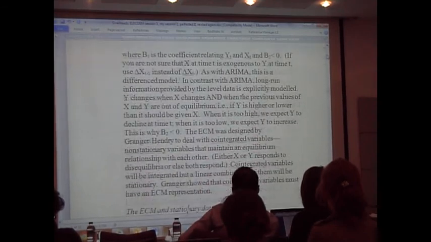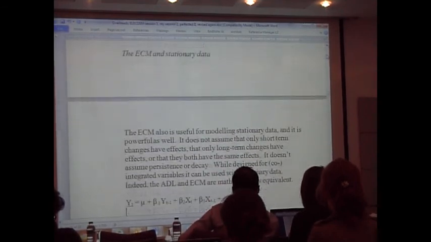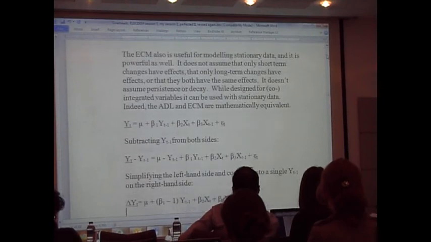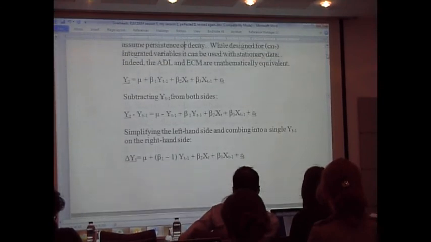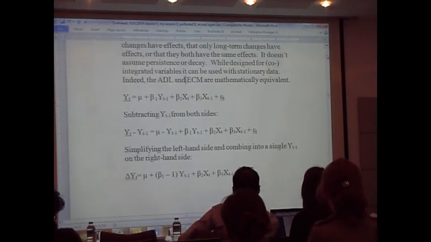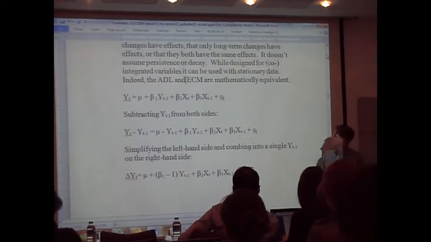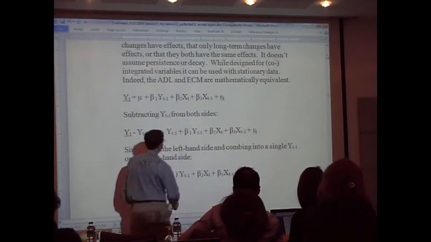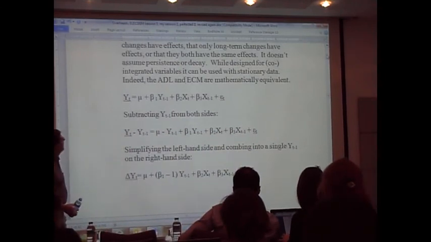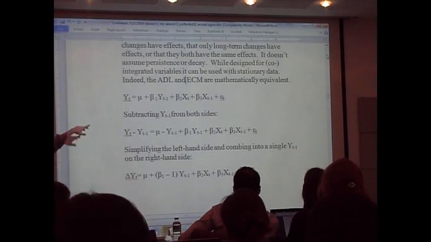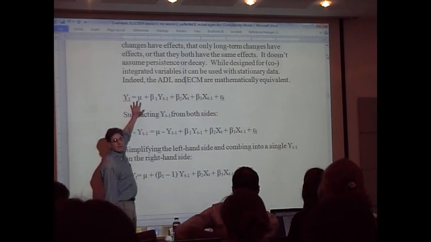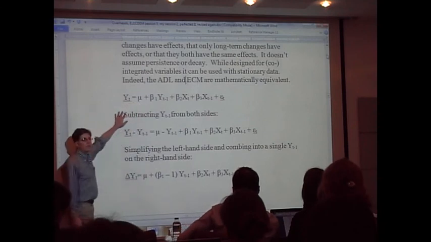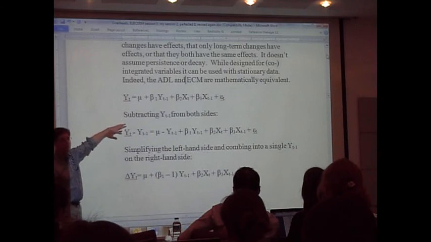In fact, the great thing about the ECM and the ADL is that they are mathematically equivalent. And what I just want to show you here is how you can see the mathematical equivalence. Mark asked me to do this for you, so if you don't like this, blame Mark. But I think it's useful for you to have in your toolkit. So what is this here? This is the ADL, right? y, lag y, current x, lag x, right?